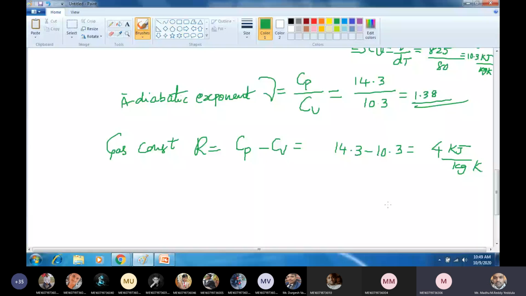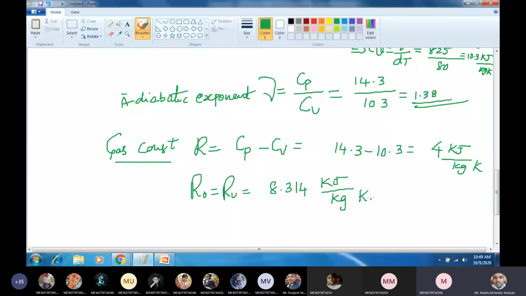Sir, universal gas constant? No, R means gas constant, and R naught means universal gas constant. The universal gas constant value is 8.314 kilojoules per kg Kelvin. That is denoted with R naught or RU, depending on the textbook.